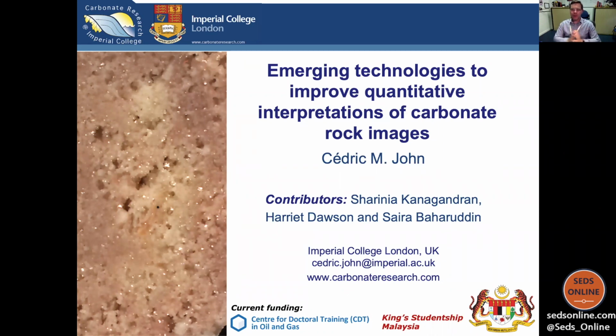So indeed, I will talk about emerging technologies to improve quantitative interpretation of carbonate rock images, but really in a nutshell, what I mean by this is neural networks and deep machine learning, deep learning for carbonates.